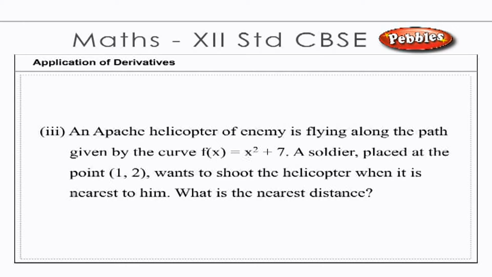An opaque helicopter of the enemy is flying along the path given by the curve f of x is equal to x square plus 7. A soldier placed at the point (1, 2) wants to shoot the helicopter when it is nearest to him. What is the nearest distance?